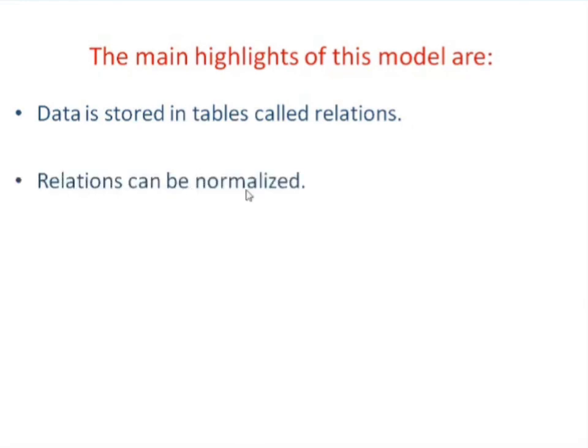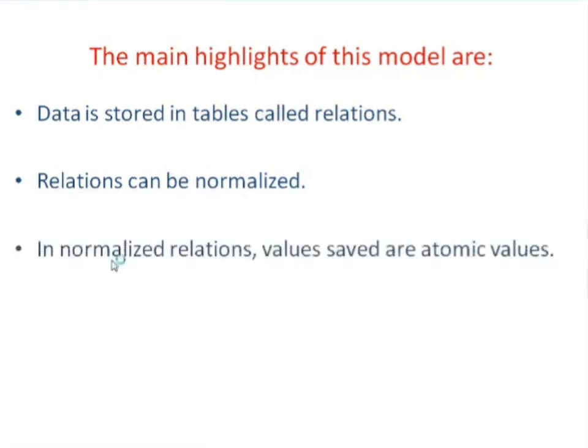The relations can be normalized. There are different normalization methods: 1NF, 2NF, 3NF, BCNF and so on. Why is normalization required? To reduce duplications. As I told you, one of the advantages of a database management system is redundancy control. These redundancy controls can be achieved by normalizing the tables, or normalizing the relations. So if you are having an RDBMS, relations can be normalized.